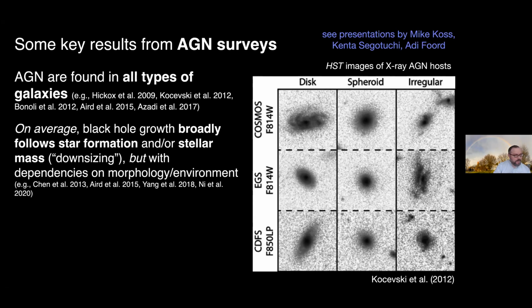And so this is the sort of general picture. You get downsizing where big objects form first. That happens in galaxies, and it also happens in black holes.